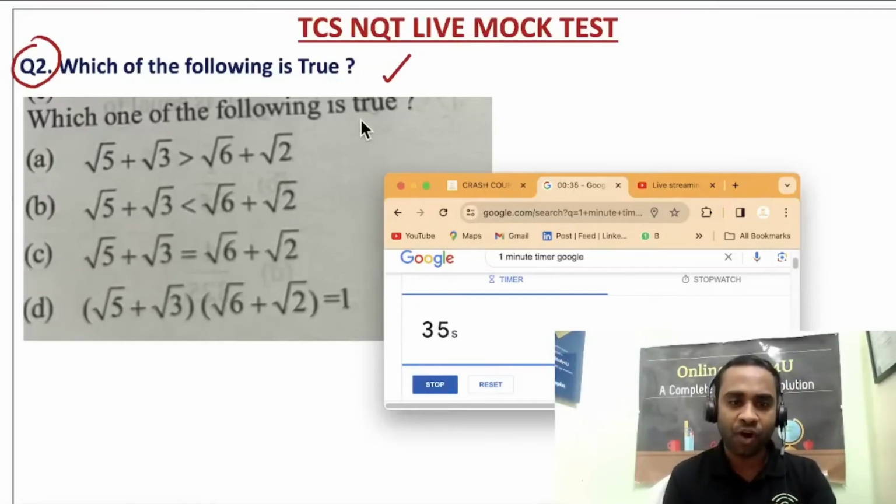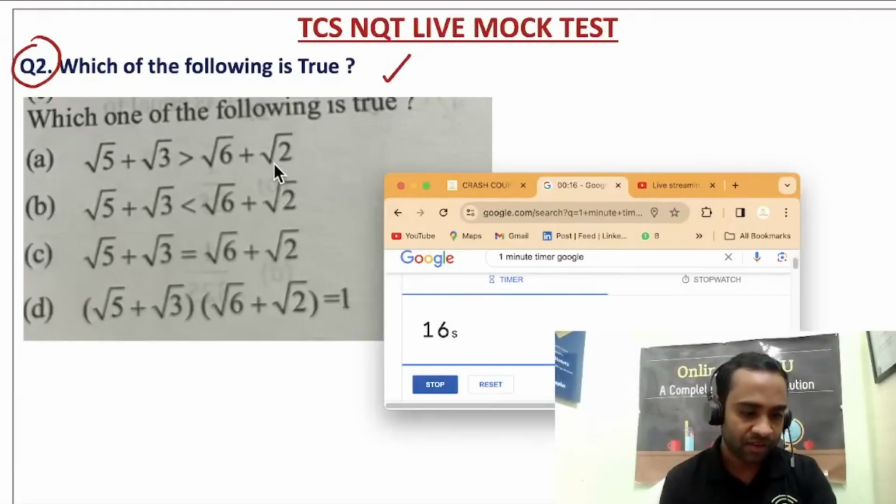Now, which of the following is true? Right? So the timer is started. Now I will give you hints. Please square both the values.